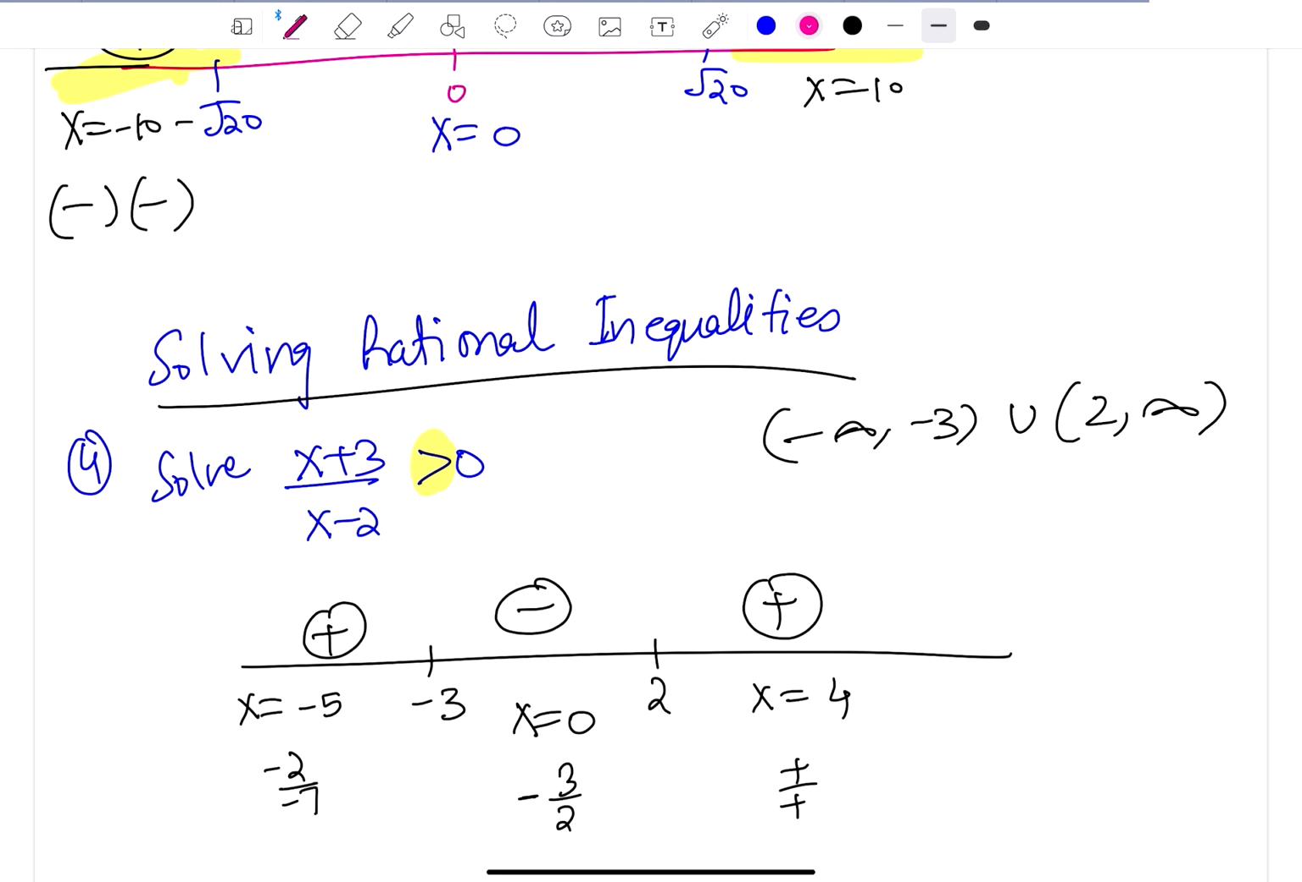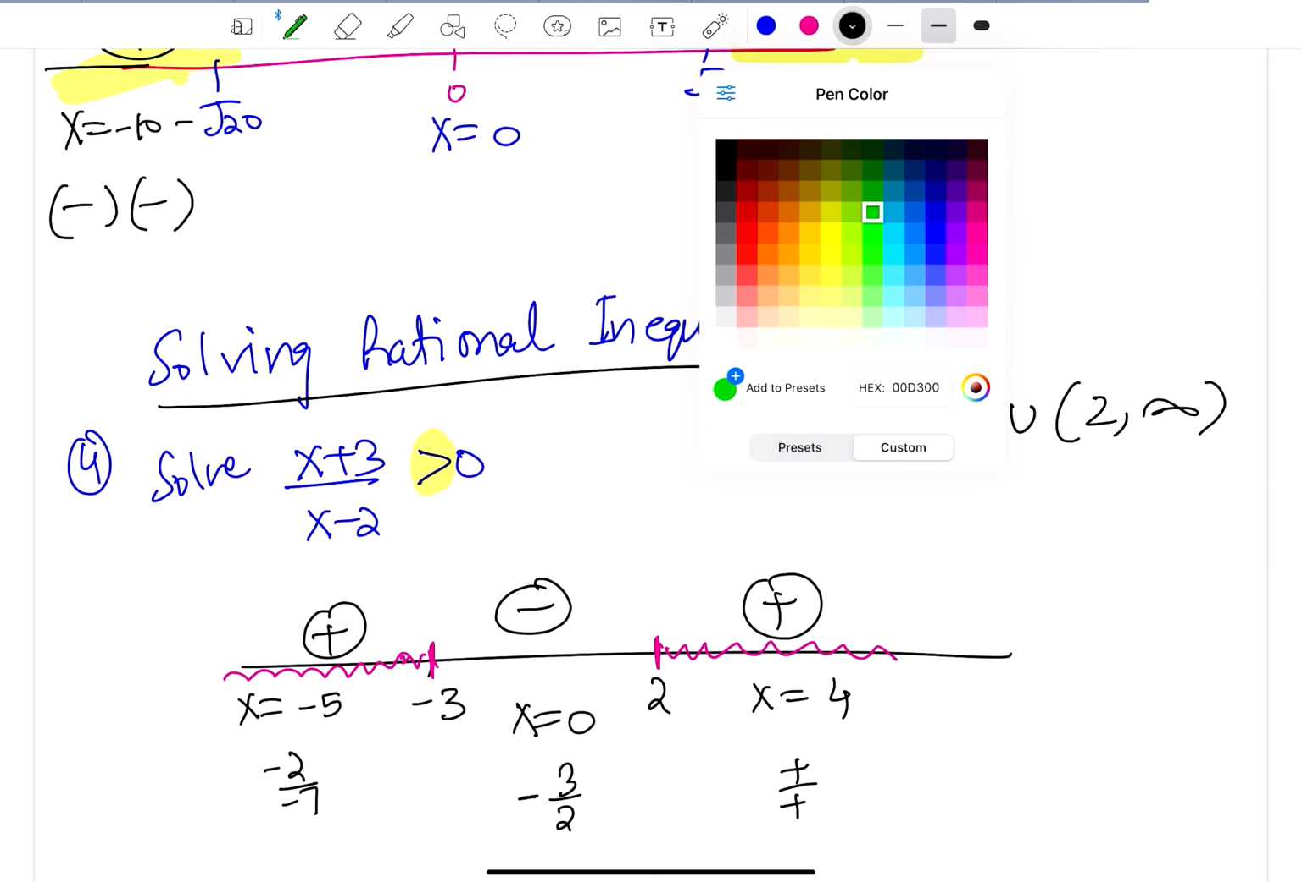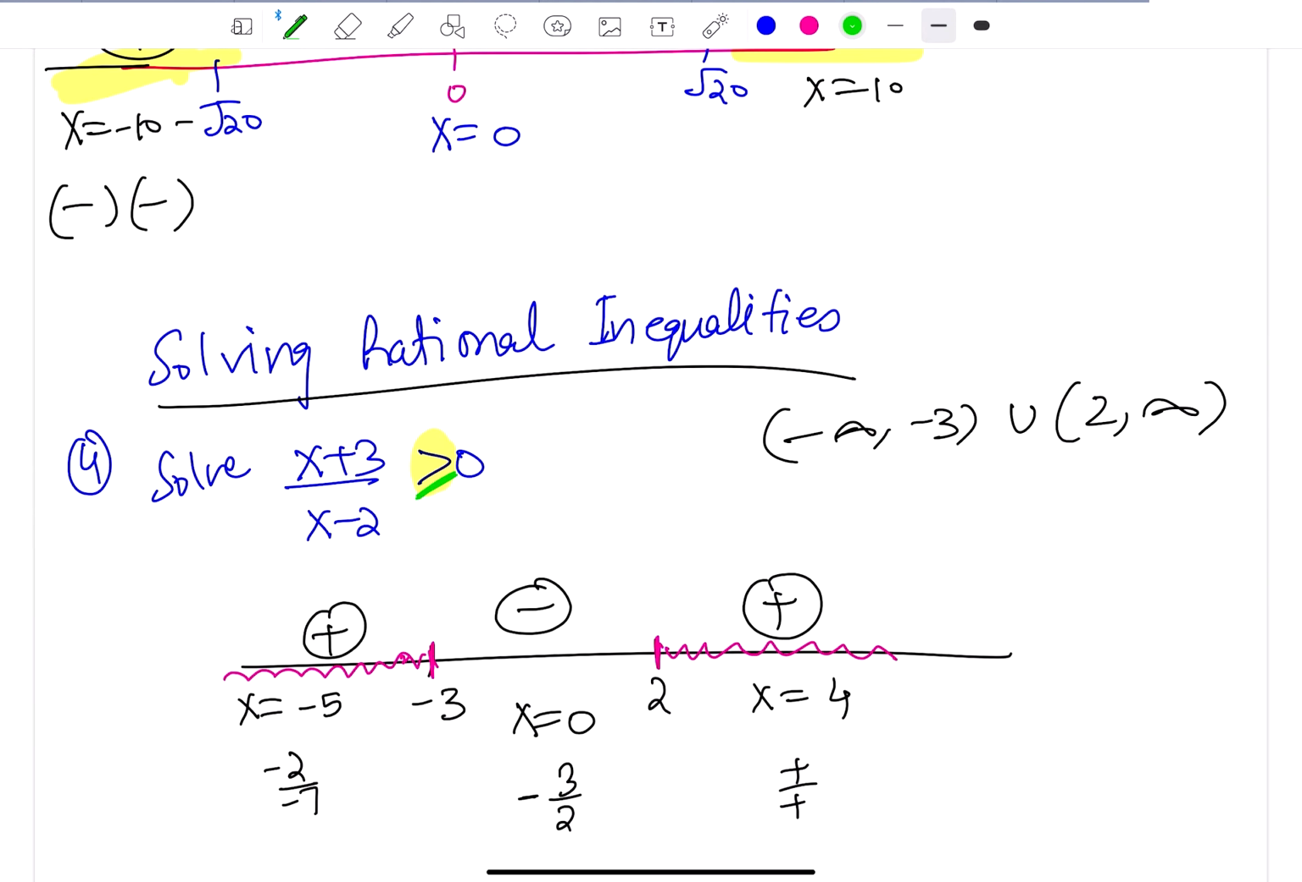Okay, your boundary points, right? So everywhere here and everywhere here, my inequality is positive. Now I'm going to add a little twist to it. What if we had an equal sign? How would your answer change? If you had an equal sign, we would say negative infinity to negative 3 with a bracket, but we would never put a bracket around 2, even if you have an equal sign, because if x is equal to 2, your inequality does not equal 0. It actually becomes undefined.